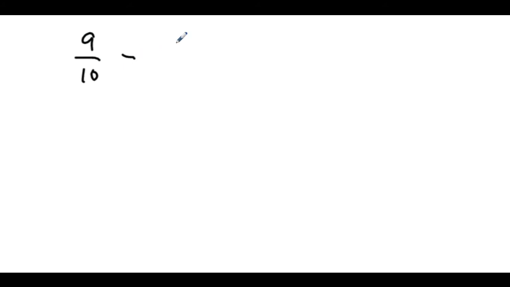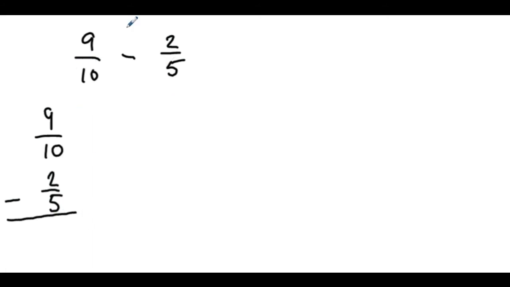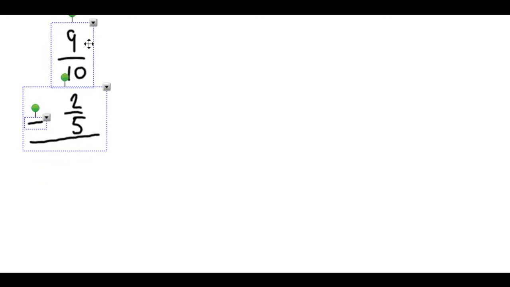9/10 minus 2/5. I'm going to slide this into a new format. I'm going to rewrite it to be vertical because it's easier to work with. 9/10 minus 2/5. Difference line. And I'll get rid of that. I don't need it for this. It's a waste of my space that I need to use so that you can see my work better and learn from it.